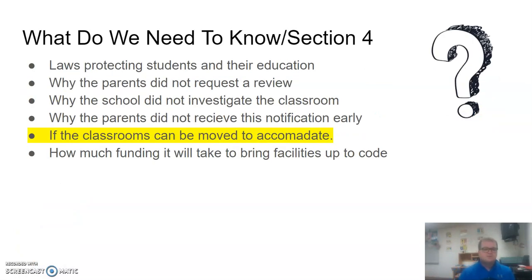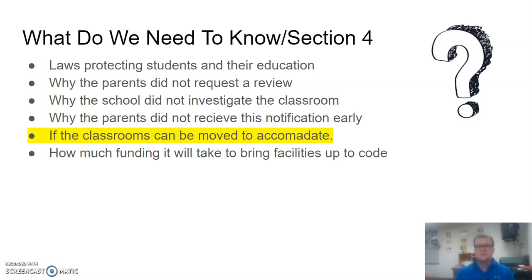What do we need to know in Section 4? Laws that protect students in their education. Why did the parents not request a review automatically after the fact? That's something you would think would take place. It did not, so we need to look at why, potentially, to make sure that we have systems in place to prevent that from taking place again.